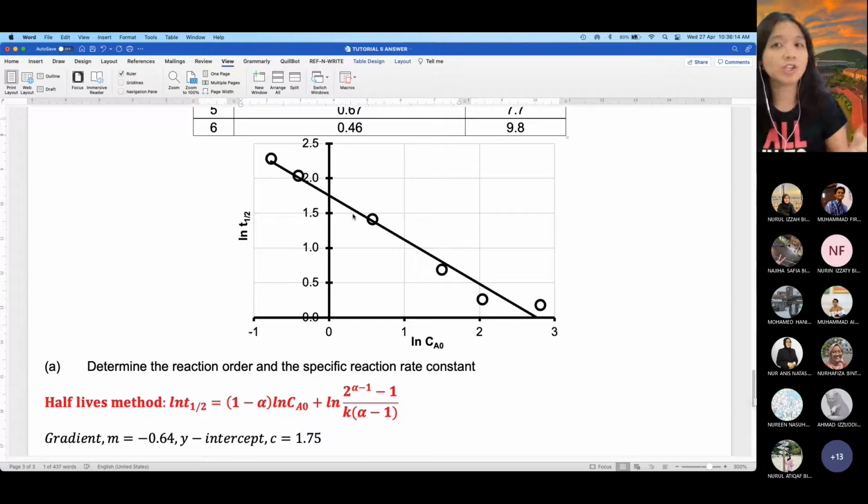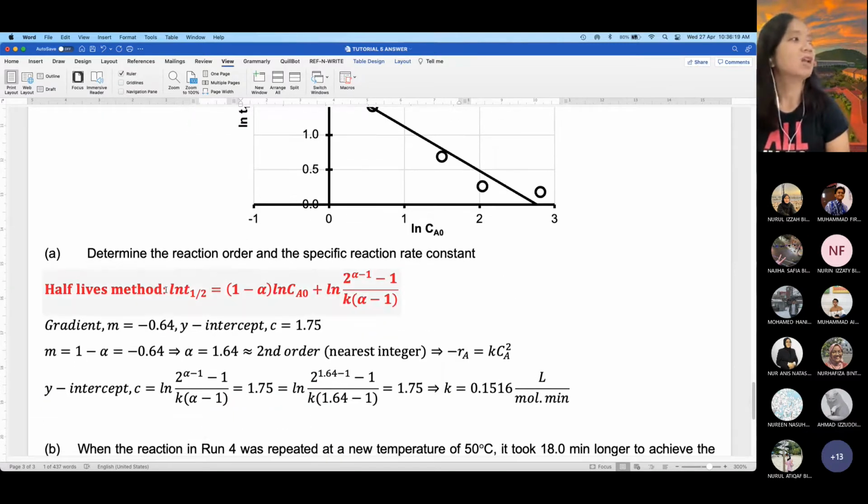Okay, so kamu kena tengok equation lah. Half-life method satu je equation. So the equation is given as ln T half equals to in bracket 1 minus alpha ln CA0 plus ln 2 power alpha minus 1 per K alpha minus 1. So half-life method ni memang equation dia panjang.